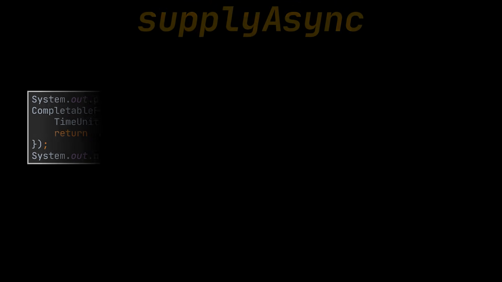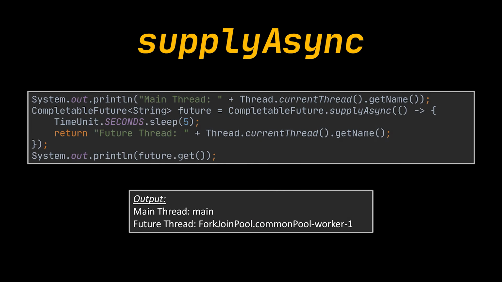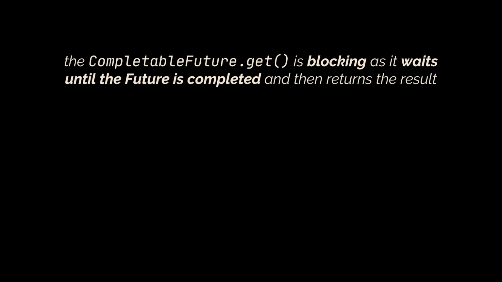On the other hand, if we want to return some result from the background task, we'll make use of the supplyAsync, which allows us to provide an instance of the supplier as a lambda expression that does the calculation and returns the result, as you can see in the example in front of you. Now, notice how the CompletableFuture.get method is blocking. It waits until the future is completed and returns the result after its completion.